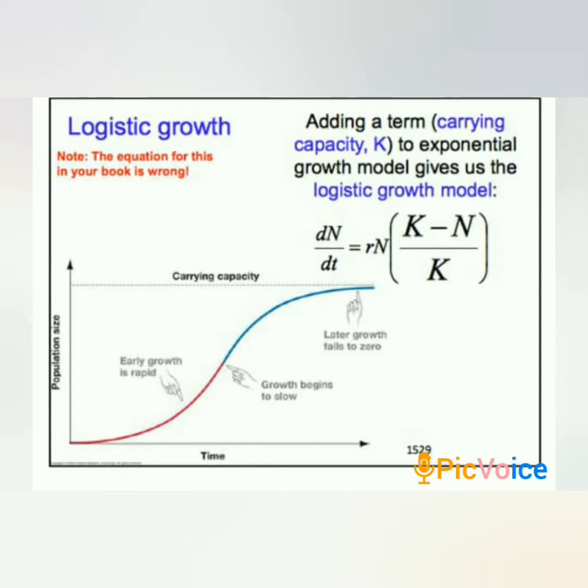Here N is population size, dN/dt is change in population size per unit time, K is carrying capacity, r is intrinsic rate of natural increase, K - N is the number of additional individuals the environment can accommodate, and (K - N)/K is the fraction of K, or the carrying capacity, still available for population growth.